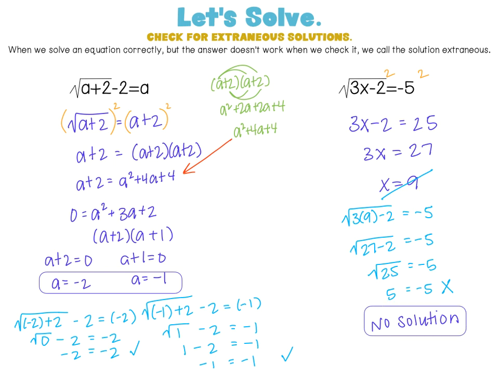See how that works? 9 is called an extraneous solution. Although when we worked it out we got 9, it does not work when we plug it back in. We call that extraneous. It actually is not a correct answer. We have no solution.